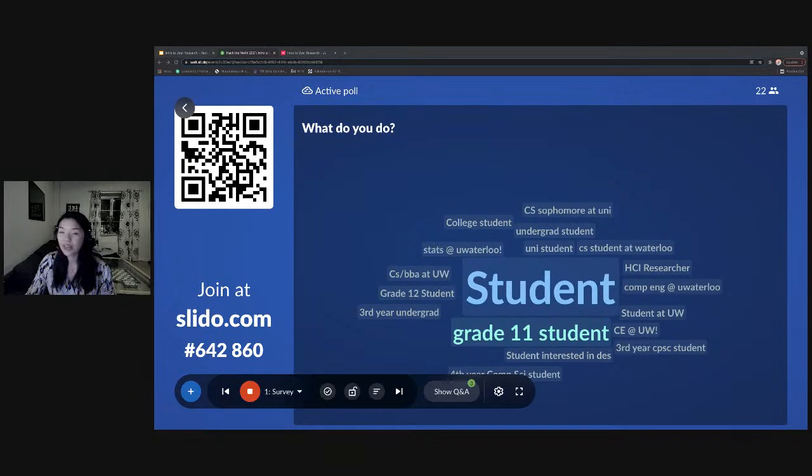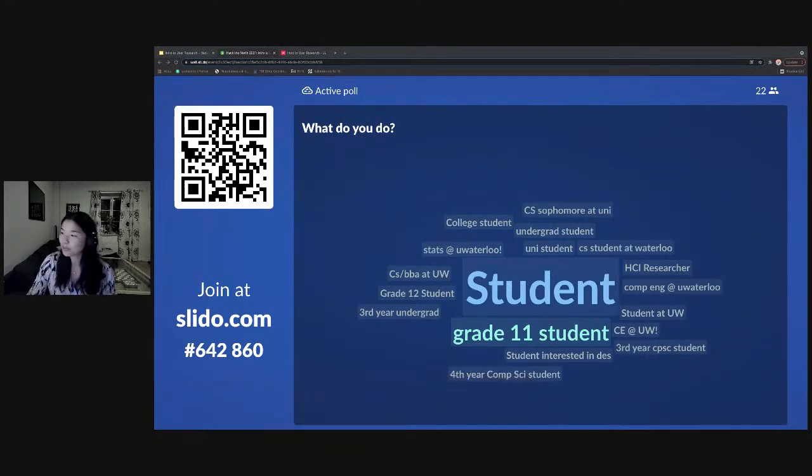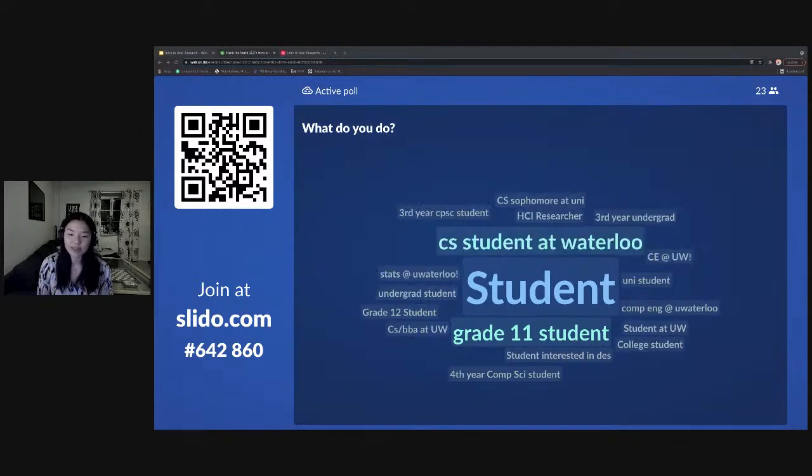You'll also see with Slido, you're able to put in questions and share anything. So throughout this whole talk, if there are questions you want answered, feel free to ask them and I'll try to address them as they come.